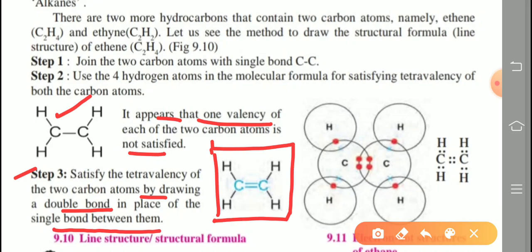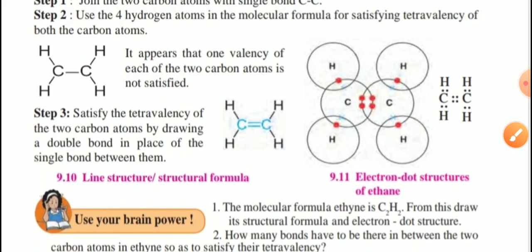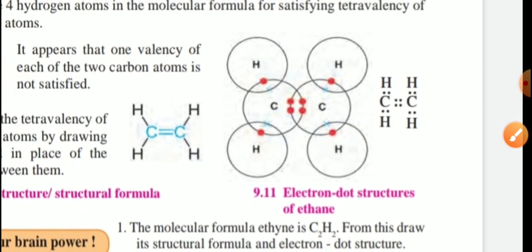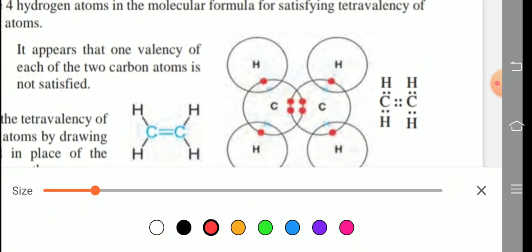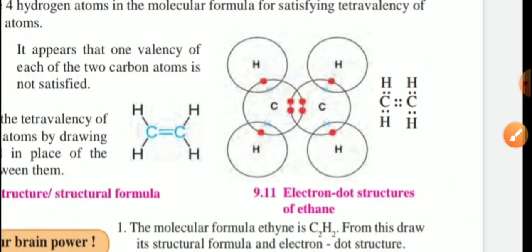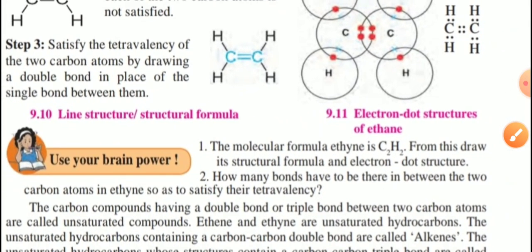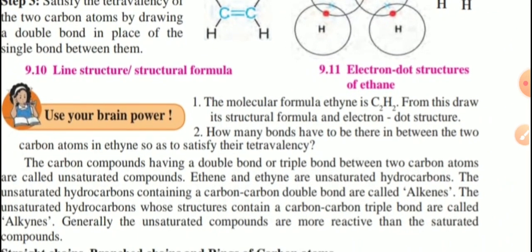So a double bond is formed between these, and the remaining is shown like this, with the help of circles, and this is without the help of circles. So by two methods the electron dot structure of ethane is shown here. Next, the line structure is shown here.